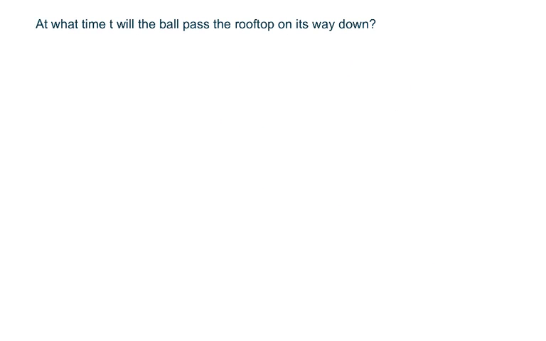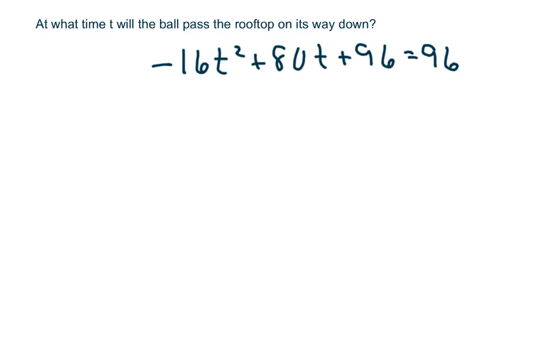Okay? And the next question is, at what time will the ball pass the rooftop on its way down? So basically, we already know that it is 96 feet. So we're going to set this to 96 feet and solve for t. So you subtract 96 from both sides. And we can divide everything by negative 16 at the same time, and we'll get t squared minus 5t equals 0. I factor out a t.